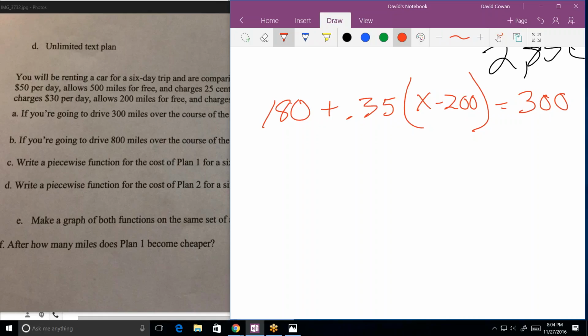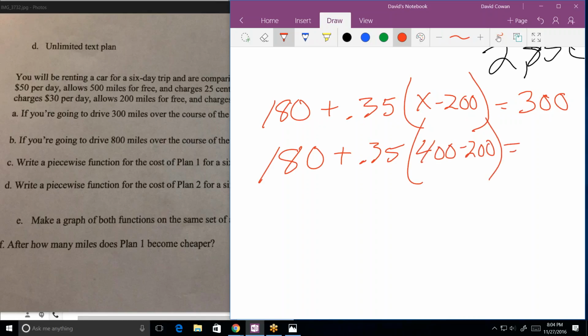For example, 400 miles, just to finish this up before I let you go here, 400 miles would be 180 plus 0.35 times 400 minus 200. Well, that's only going to be 250 bucks. That's still cheaper. How did we end up with, I think with 500 miles, plan B is cheaper. It is. By just a hair. Our answer was correct. 542, the original answer we came up with. Okay.